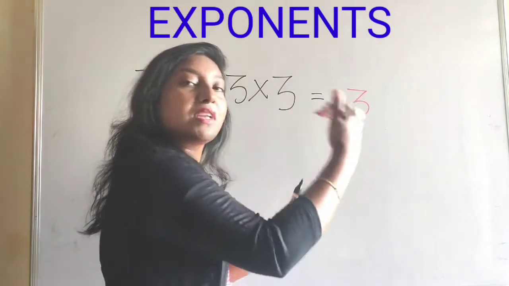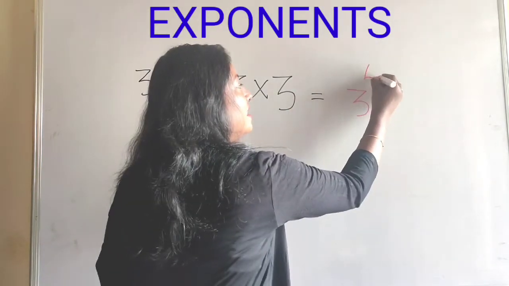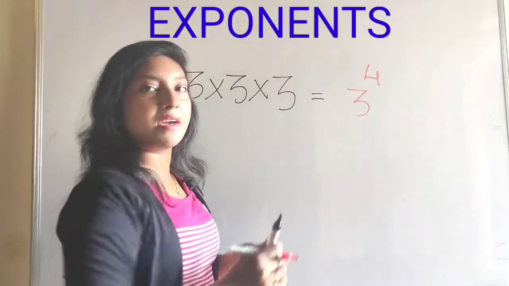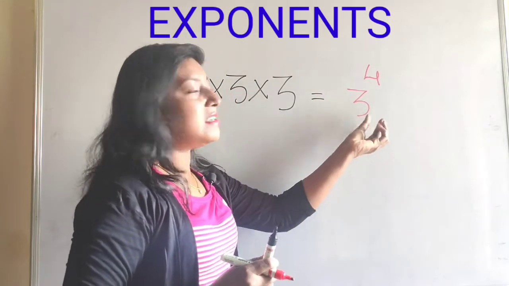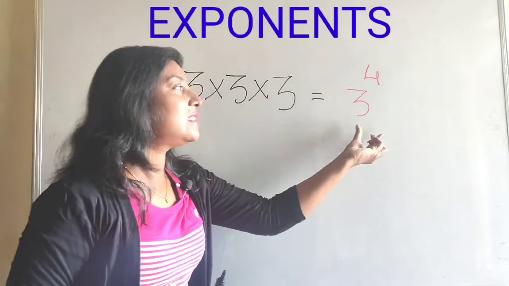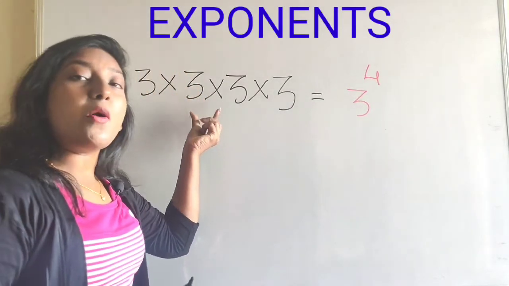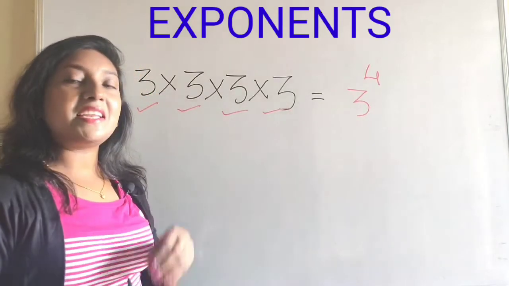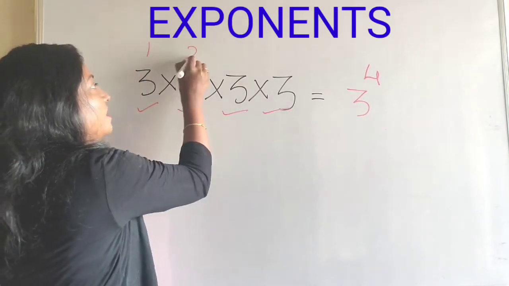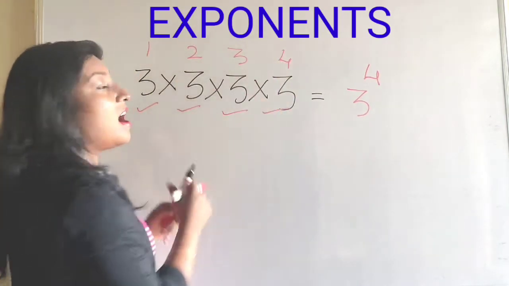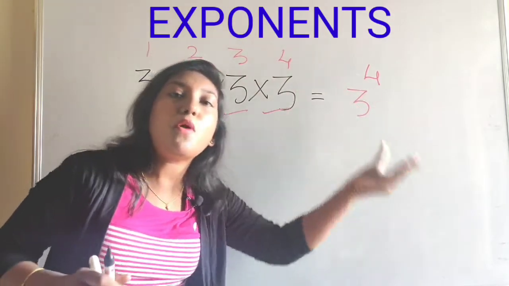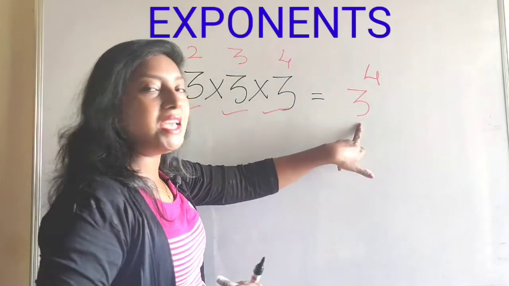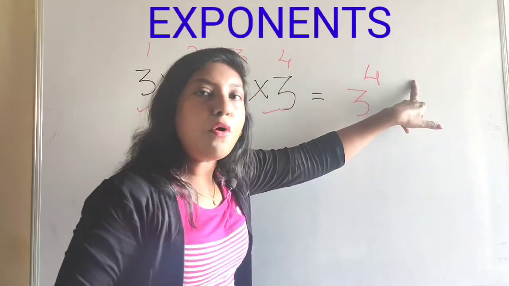So in order to represent it, we can write it as 3 and 4 here. Why have we written 3 here and 4 here? Because 3 is the number. And how many times are we multiplying this number? That is 4 times. This is the first 1, 2, 3, 4. So we are multiplying this 3 by 4 times. So 3 to the power of 4.